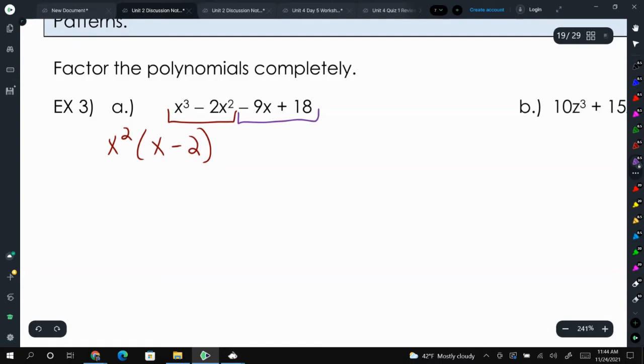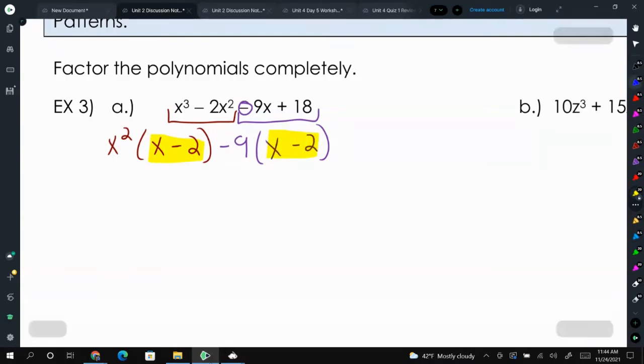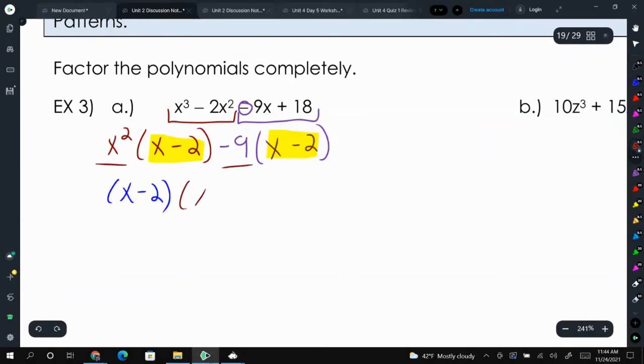And then we say, what can we factor out of this? Well, you might say a 9, but because this is negative, you factor out a negative 9. And then you're left with x minus 2. If these 2 things match, that means you're in good position to do factoring by grouping. So we write that once, x minus 2, and then our leftovers is x squared minus 9.